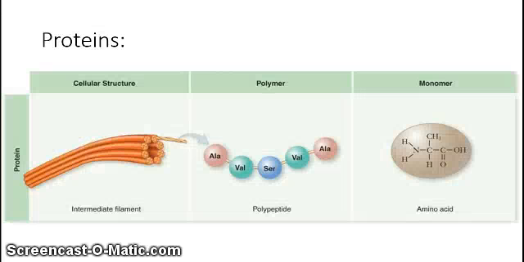Our next polymer, proteins. Proteins, again, make up almost every structure in your body as well as enabling most of the functions of your body. Proteins such as this, the intermediate filaments, are made of long chains of amino acids. The specific sequence of these amino acids, as well as the folded structure of the final molecule, determines its structure as well as its function.